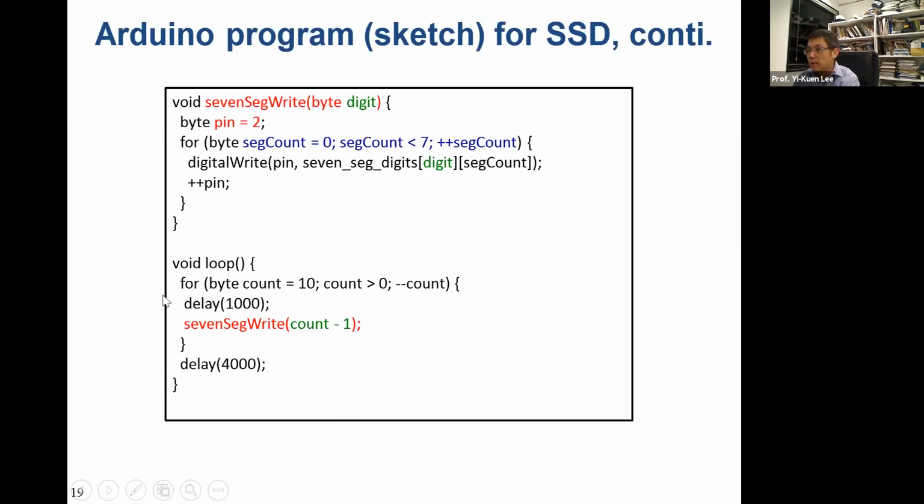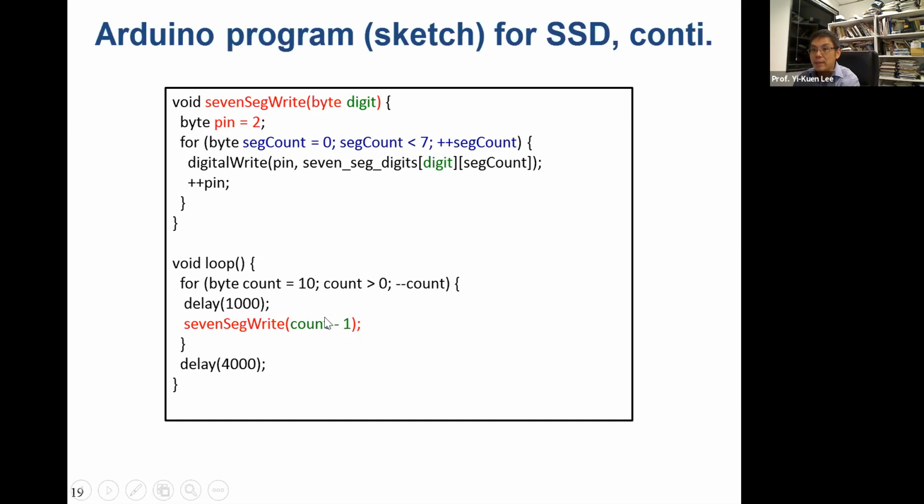This is a subroutine we use, and this is the main program. In the main loop, we have a for loop with count equal to 10, and then gradually decrease 10, 9, 8, down to 1, and then delay for 1000 milliseconds, and then provide the count.